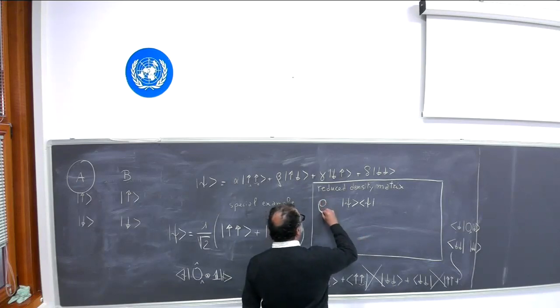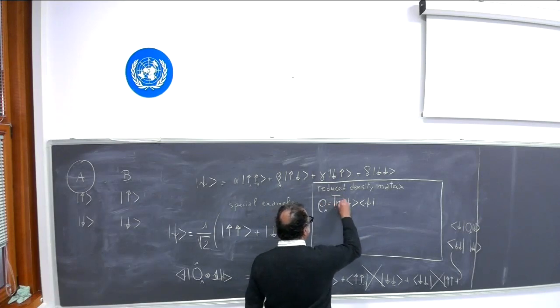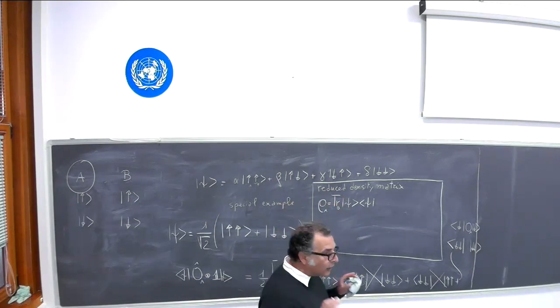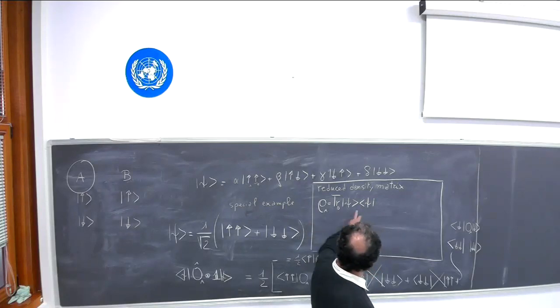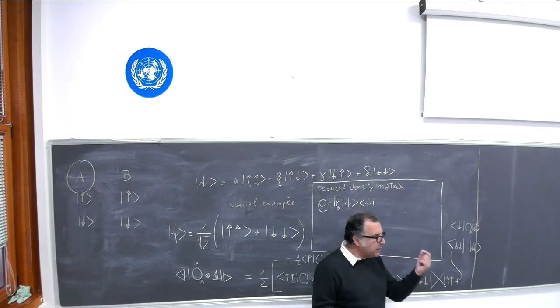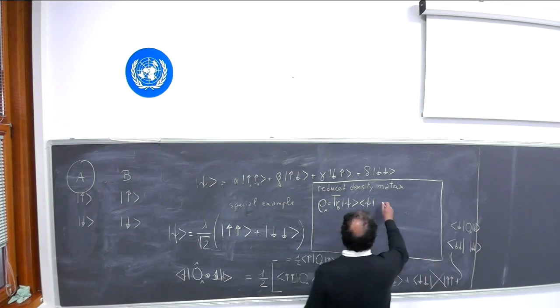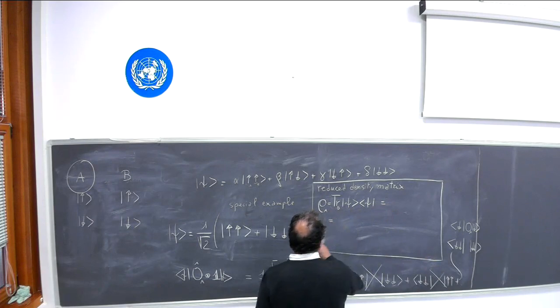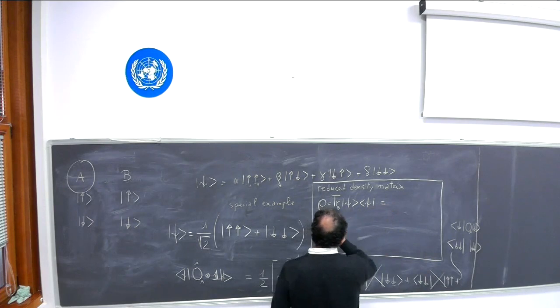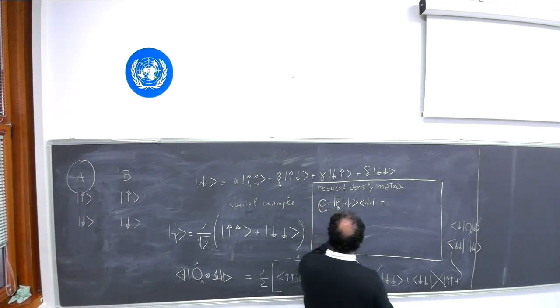So yesterday I told you, okay, let's define this rho A, which is the trace over only the B degrees of freedom of the state psi. So you see that this was a 4x4 density matrix. The reduced density matrix, since it's related to the spin 1/2, will be 2x2. So let's do it step by step. What I have to do is sum over the index B.